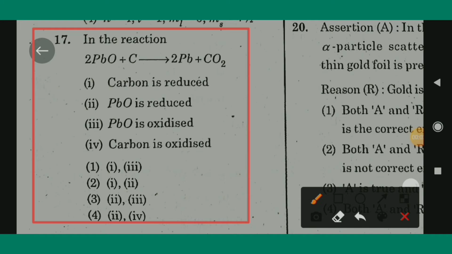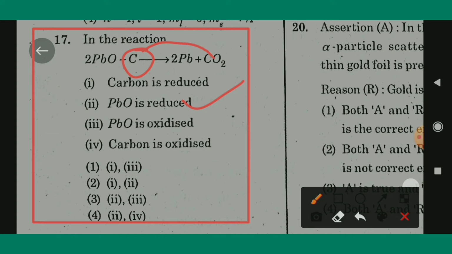Watch this bit. In this reaction, 2PbO plus C gives 2Pb plus CO2. So in this reaction, watch the 4 options. When you consider the lead oxide, that is PbO, oxygen is removed. So removal of oxygen is also known as reduction. So PbO is reduced.